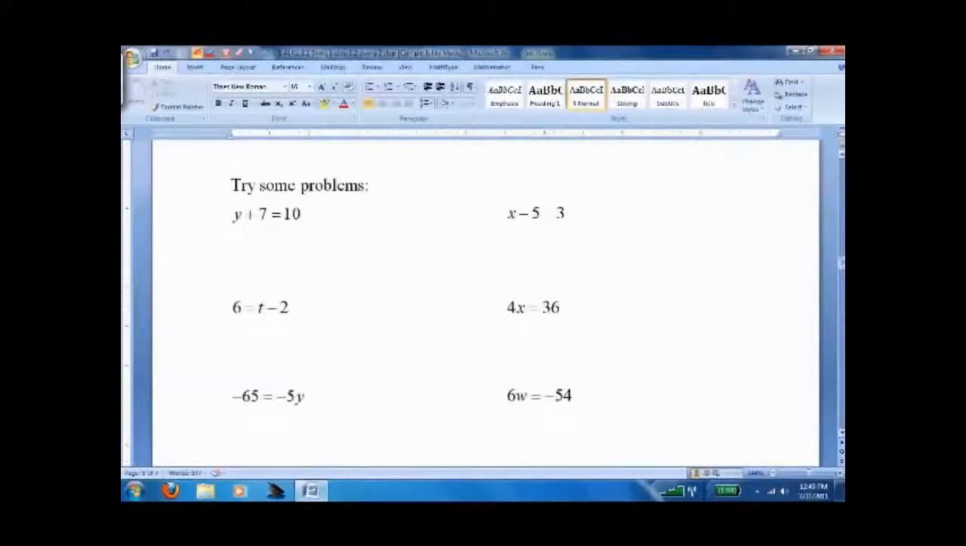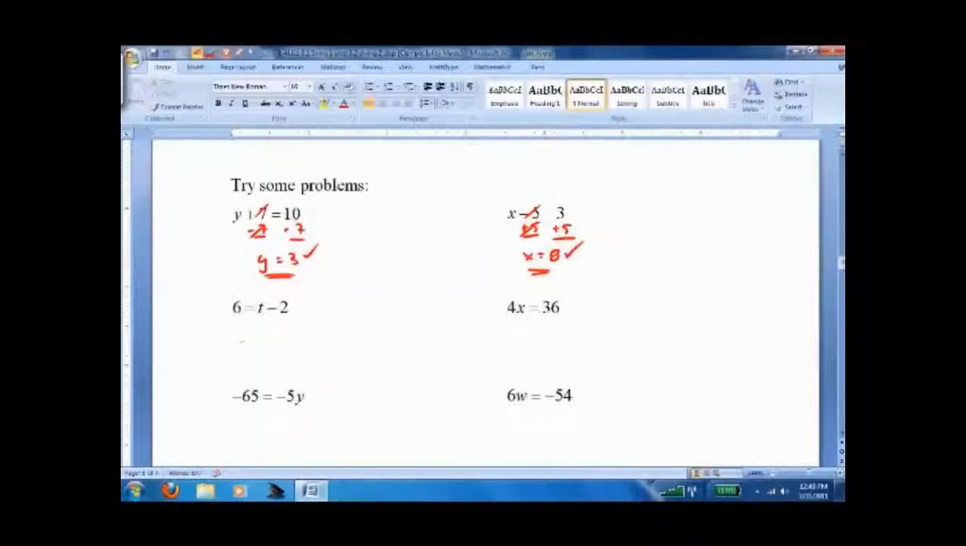So here's some practice for you. Simple one step, subtract 7 from both sides. Y equals 3. Not done. 3 plus 7 equals 10. Check. Add 5 to both sides. X equals 8. Not done. 8 minus 5 equals 3.